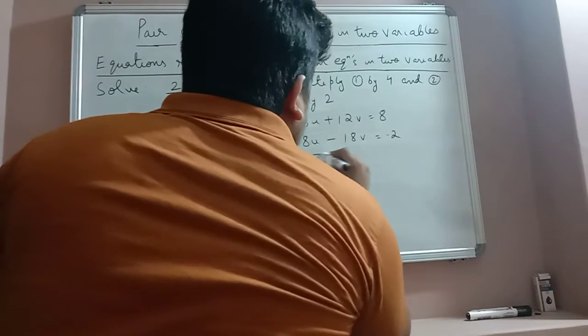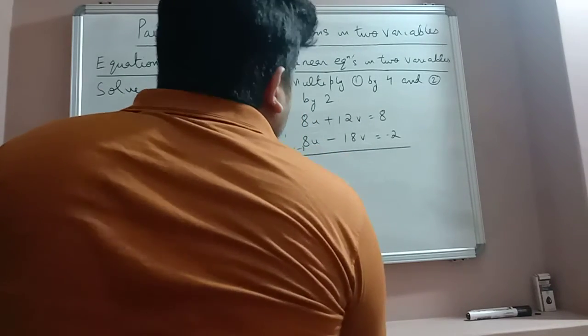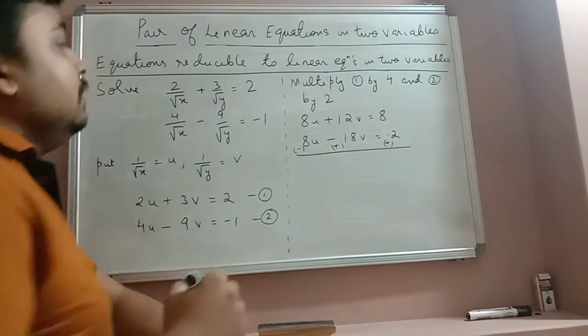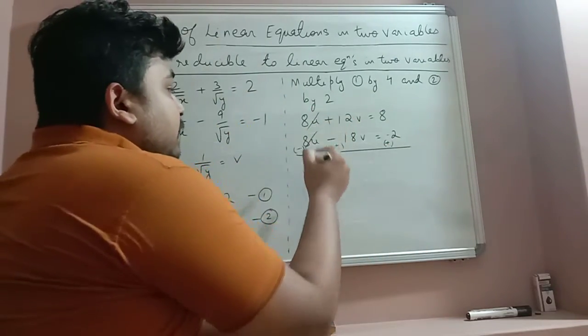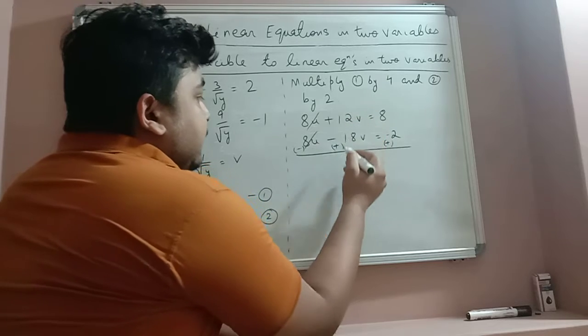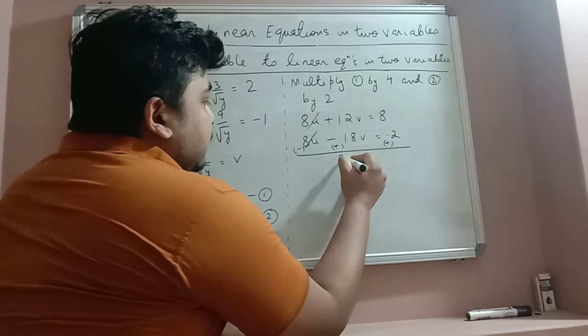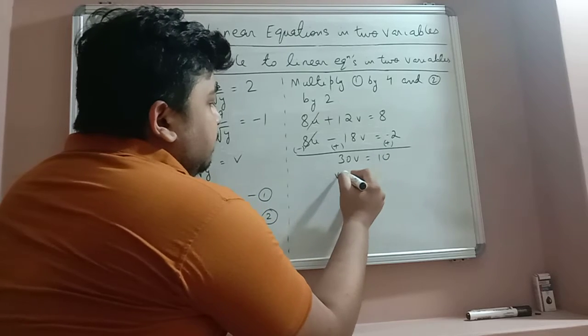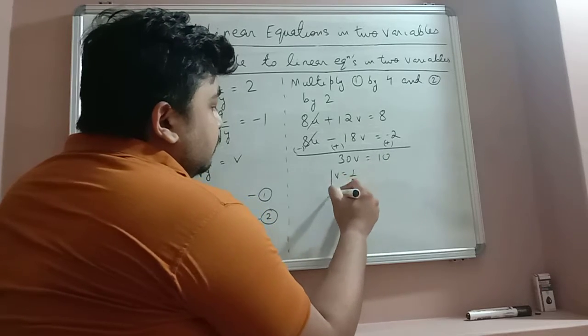Now on subtracting these two equations, the signs will change: minus becomes plus, plus becomes minus. So 8u minus 8u gets cancelled. 12 plus 18 gives me 30v equals 10, 8 plus 2, so v becomes 1 by 3.